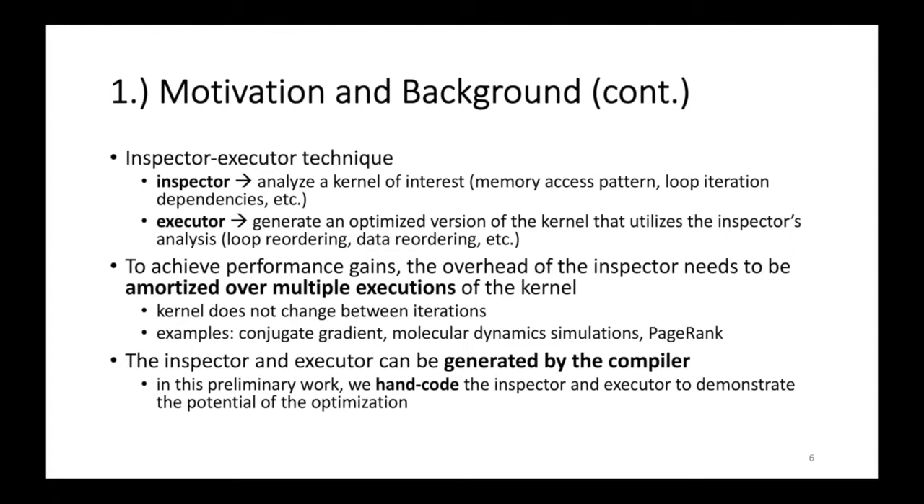And this is a compiler optimization. So the compiler can generate the code that performs the inspector and the executor. But for this preliminary work, we're doing things by hand because we want to make sure that there are actual performance gains we can get before we do all the work of doing it within the compiler.